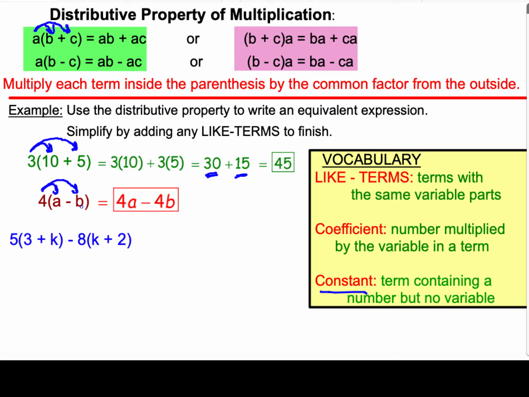Now, we can also do larger problems, such as the blue one down at the bottom here. Notice what it looks like. We've got a couple of distributive properties waiting to happen, but then we also have that subtraction sign in between. So what we can do is, again, we're going to distribute.